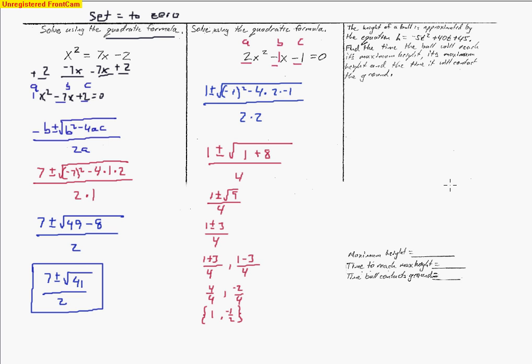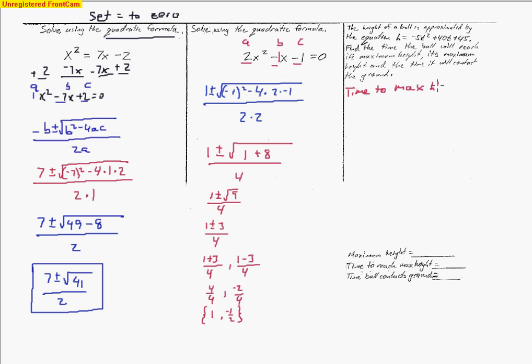x-intercepts. Well, the next problem is asking us to find three things. It talks about a ball is approximated by this equation. Find the time the ball will reach the maximum height, its maximum height, and the time in air, or time it'll hit the ground, which is the time in air. So we'll do the first one here. We'll do time to max height.